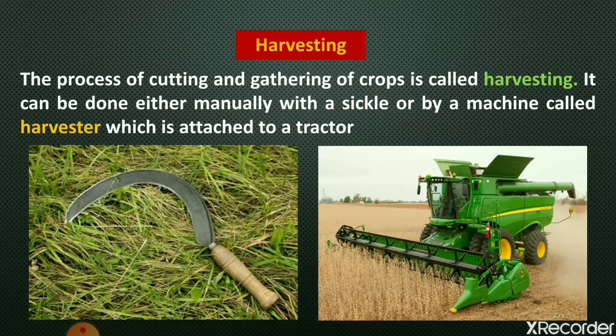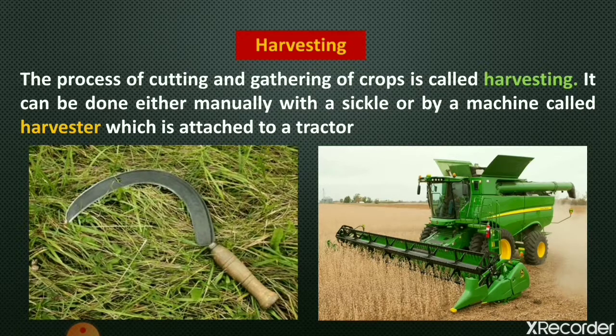Sickle, and in Hindi, all of you know, it is called hasiya. So this is the sickle. And the second one is a machine called a harvester machine. The harvester machine is attached to a tractor, and it harvests the crops.